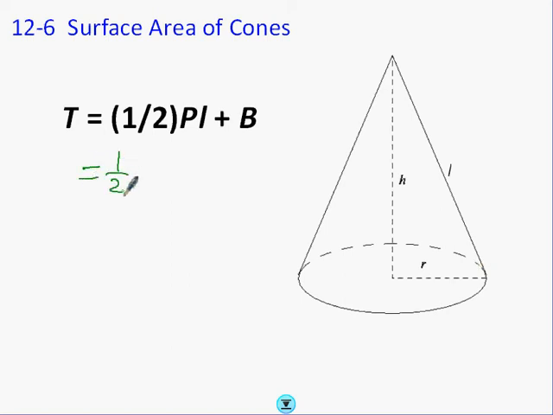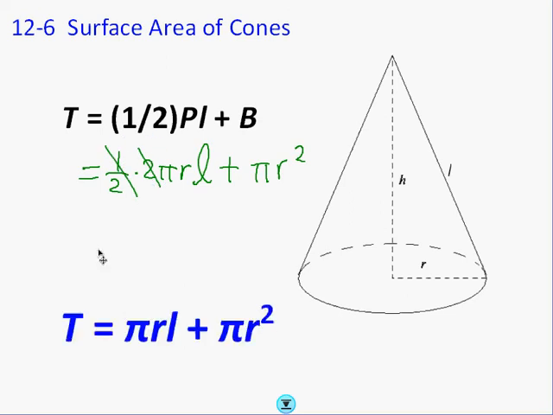1/2. Well, the perimeter of our base, this is a circle, so its perimeter is the circumference, which is 2 pi r. And slant height is the same, plus B. B stands for the area of the base. Well, if the base is a circle, its area is pi r squared. And you'll notice that 1/2 of 2 is just 1, and therefore, this is our formula. The total surface area is pi r l plus pi r squared. The brilliant thing here is if you memorize the surface area of a pyramid, you've memorized the surface area of a cone.